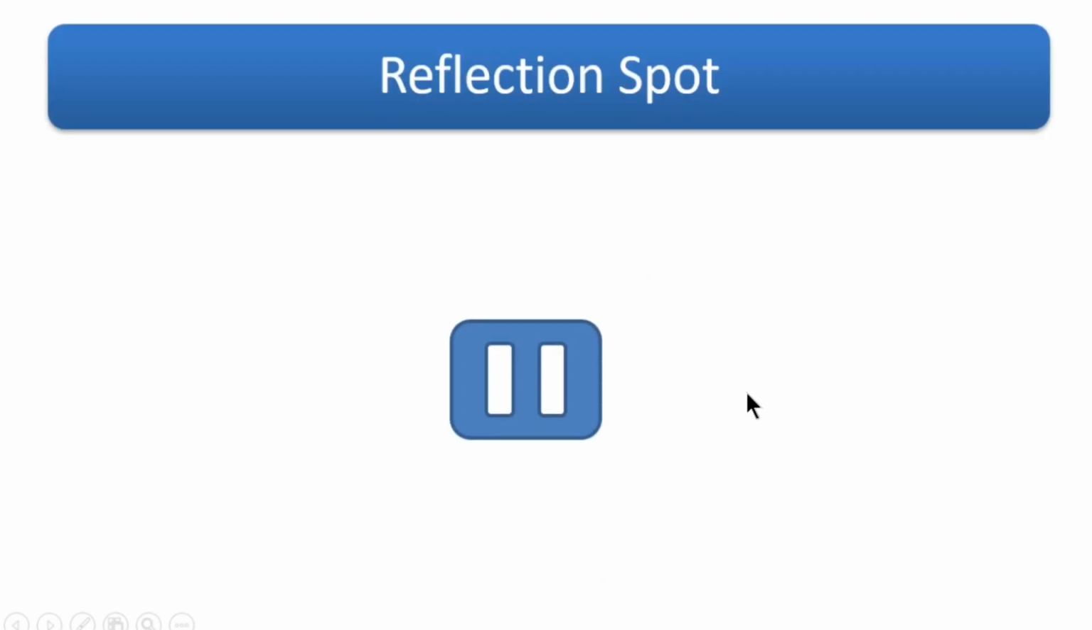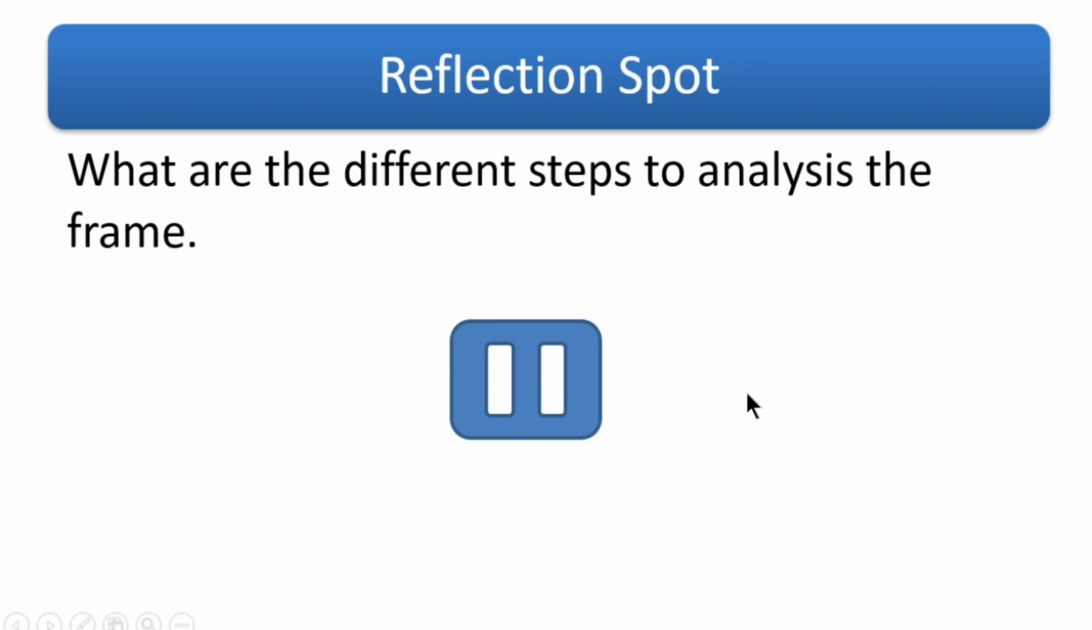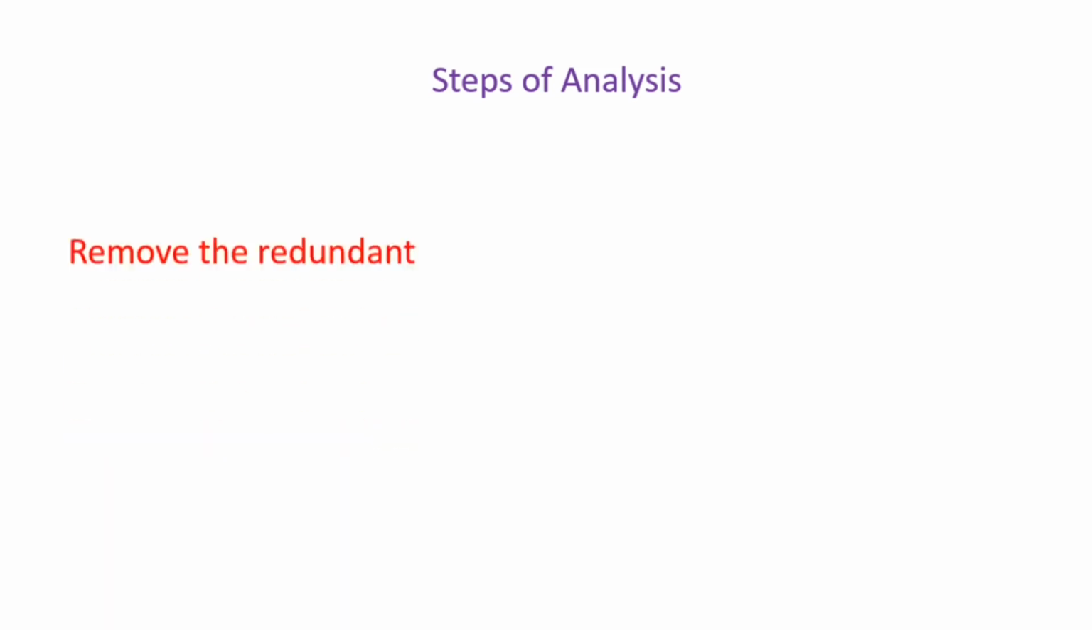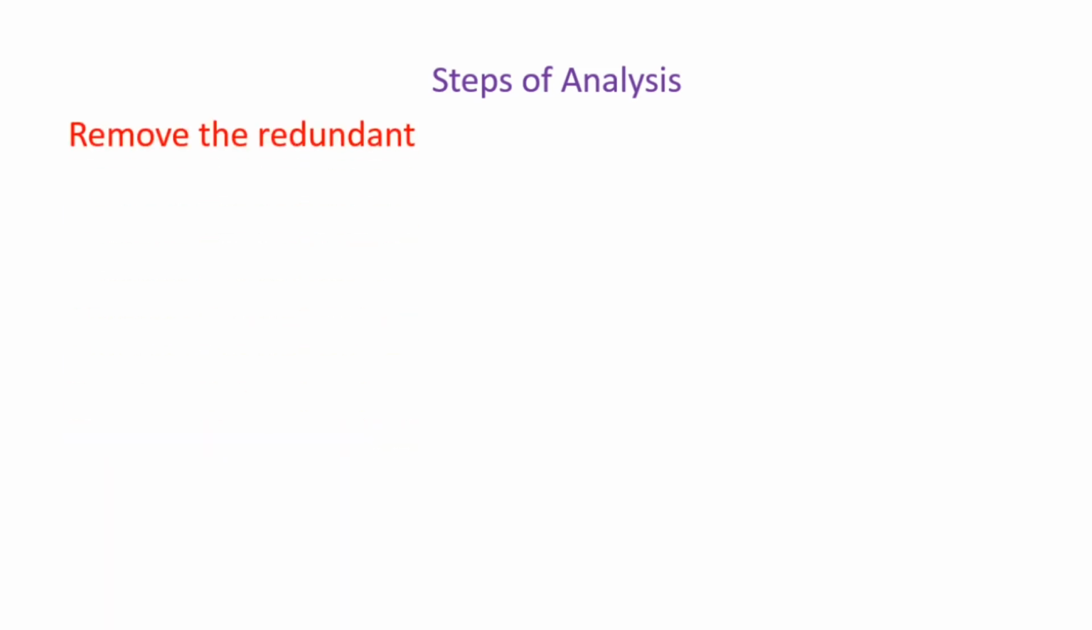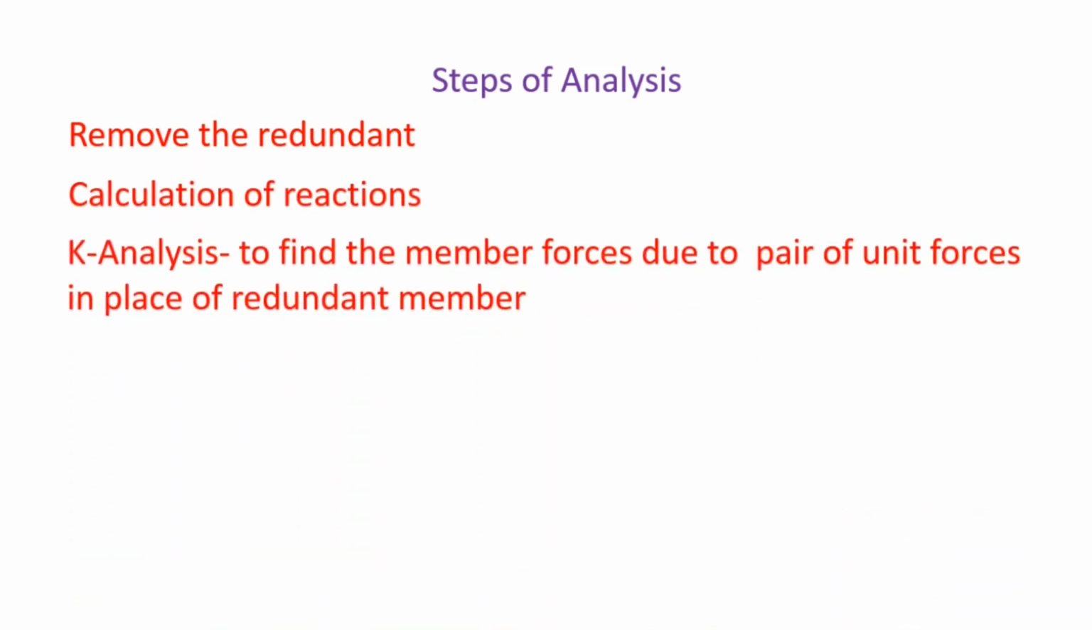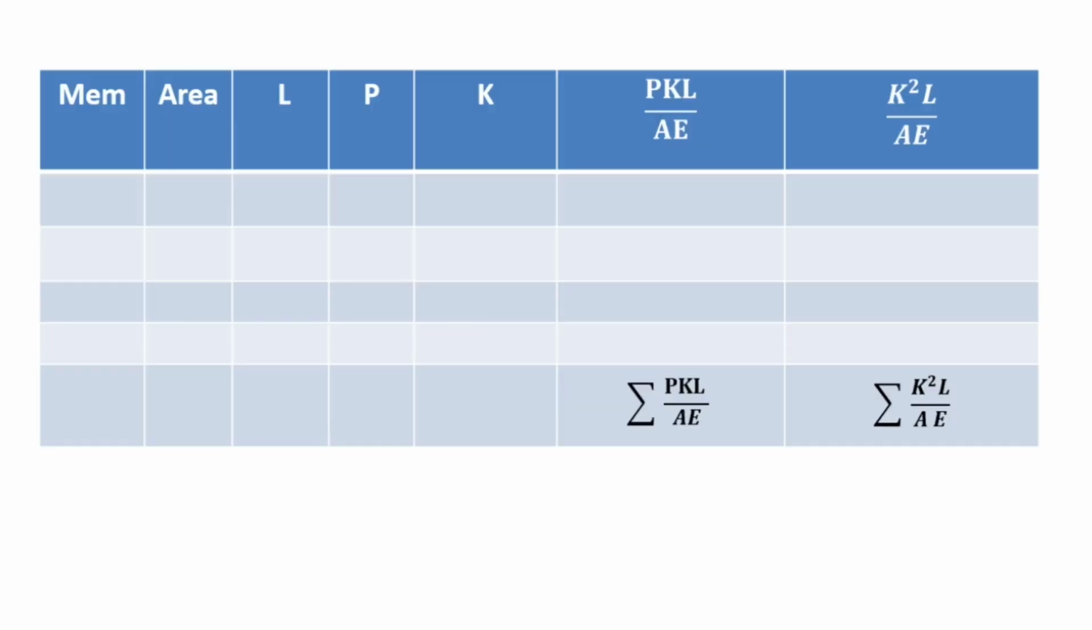Then take a pause, and a question arises in the mind: what are the different steps of the analysis of a frame? So now, steps of analysis. Remove the redundant, then calculation of reactions, then the K analysis. Then prepare this table: member, then area, then L is the length, then P is the force developed in the members due to the external loading, then K is the force developed in the member due to the unit load, then PKL by A and K square L by A. Last is the summation of PKL by A and the summation of K square L by A.